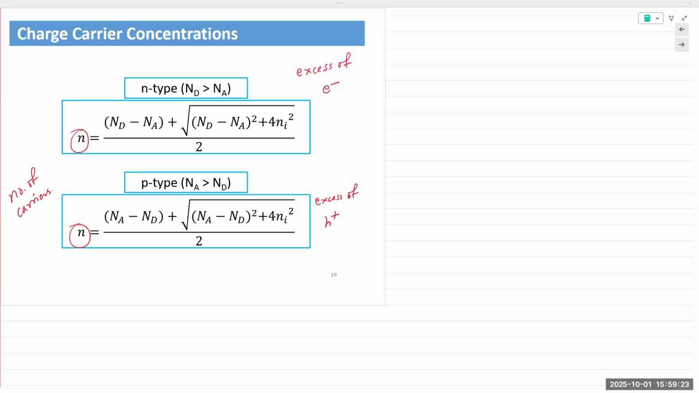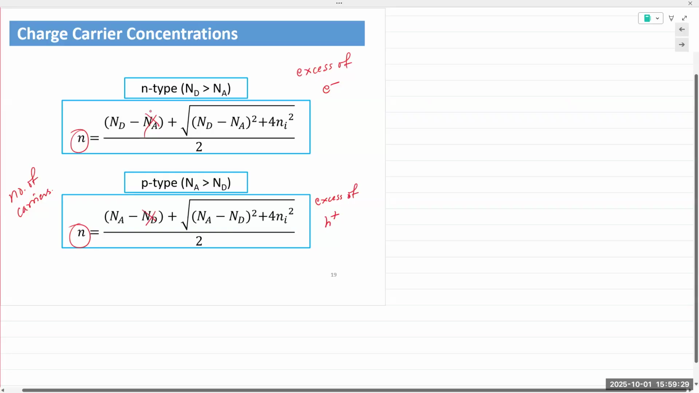In an N-type material, NA could be equal to 0. And in a P-type material, ND could be equal to 0. So that's always a possibility.